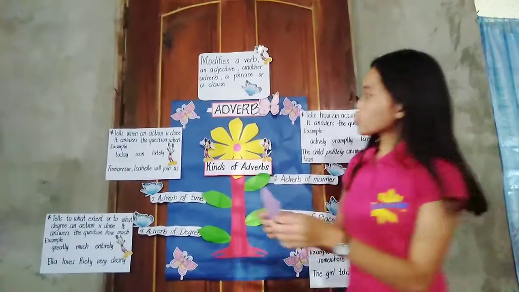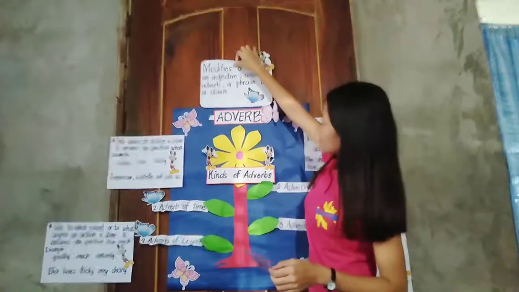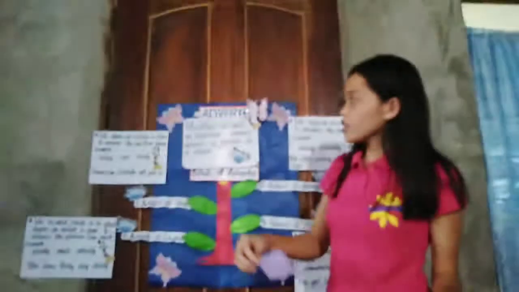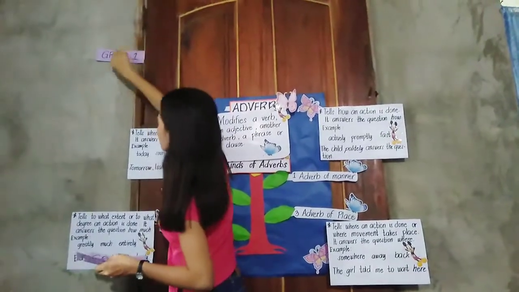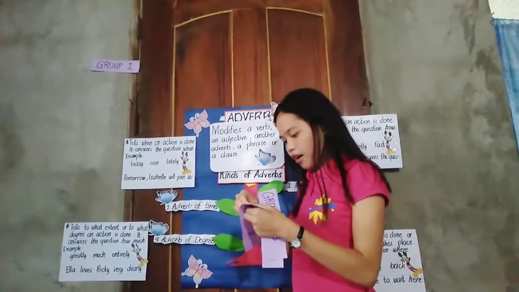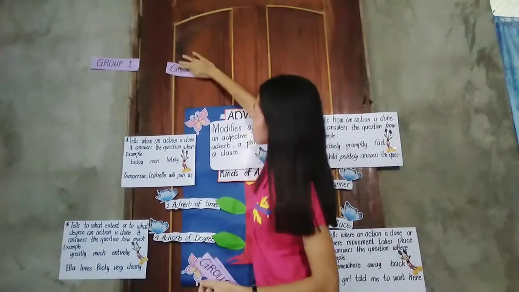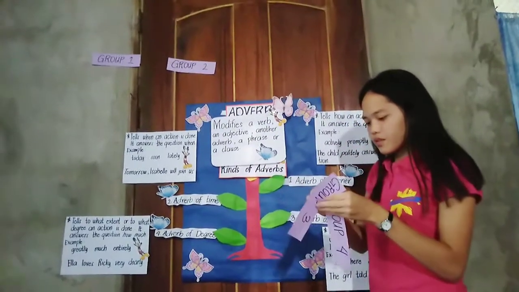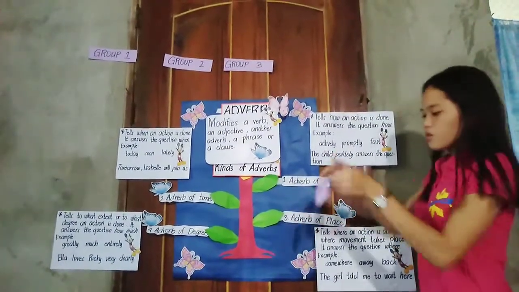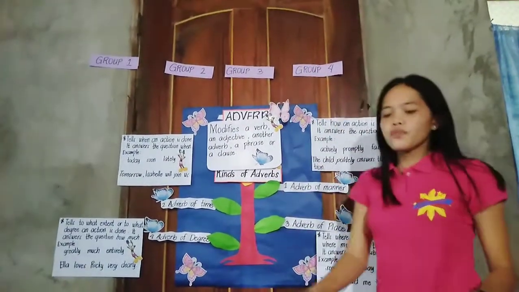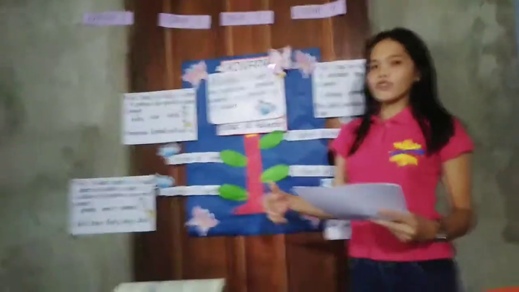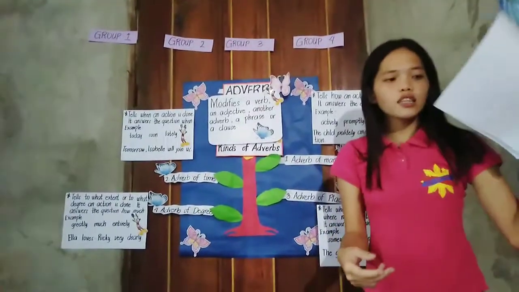Just wait for a moment and let me get this one. Let's now proceed to our group activity. Group 1, put your activities here. Wait for a moment for further instructions. Let me paste it there. Group 1, Group 2, Group 3, and lastly Group 4. Now I will give you a bond paper, and all you have to do is create three sentences for each kind of adverb. Leaders, get your papers here.